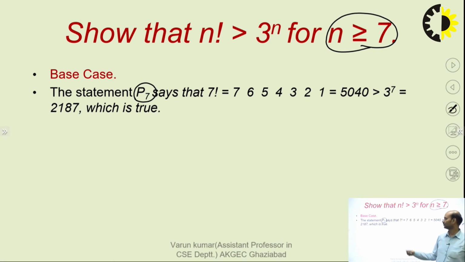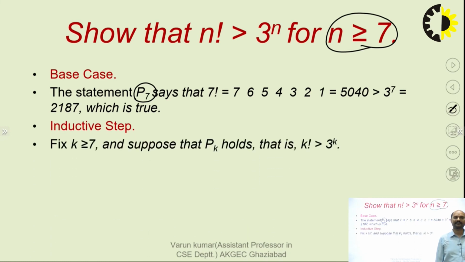So what is the value of 7 factorial on the left hand side? That is 7 factorial, 7.6.5.4.3.2.1, which is equal to 5040, and which is greater than 3 to the power 7. 3 to the power 7 becomes 2187, which is true.